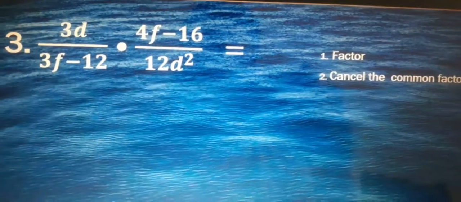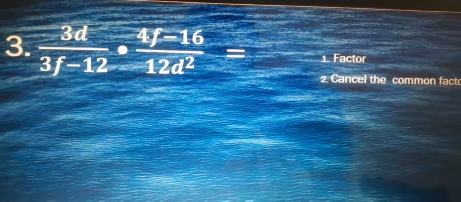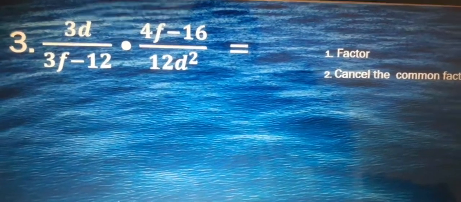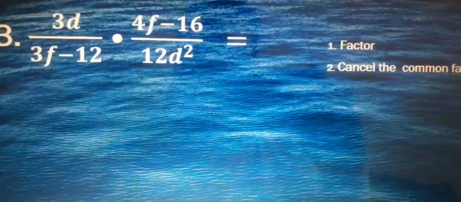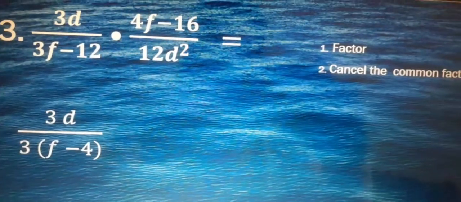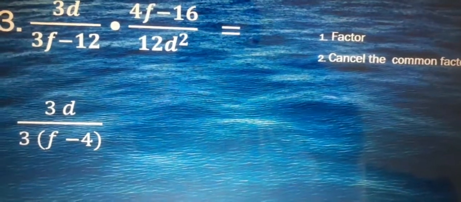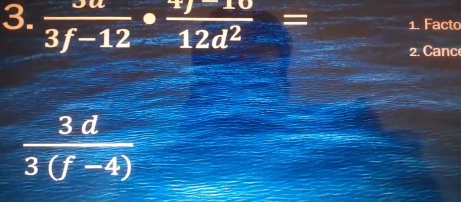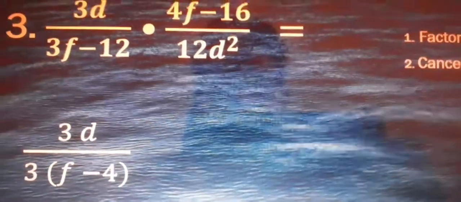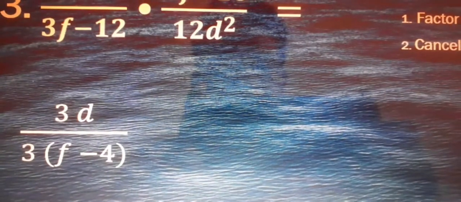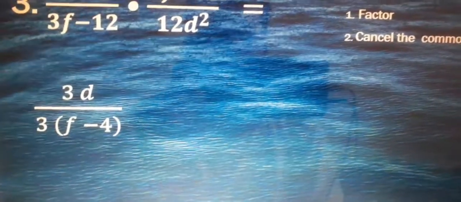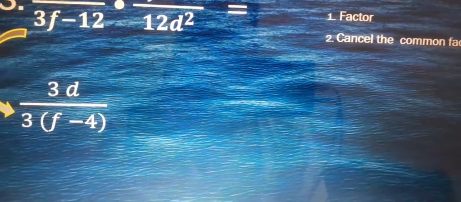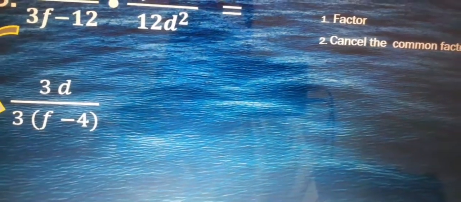Kaya, ang unang hakbang natin is to factor kung meron pong factorable. Second, cancel the common factor. So, ang possible factor ng 3f minus 12 is 3 multiplied by f minus 4. Bakit po? Ang ginawa po natin, we find the common factor of 12 and 3, and that is equal to 3. If we divide 12 by 3, that is equal to 4. Kaya, ang kanyang magiging factor is 3 times f minus 4.